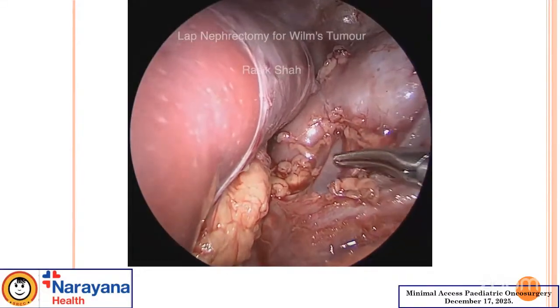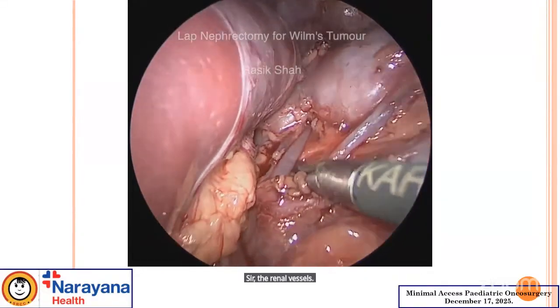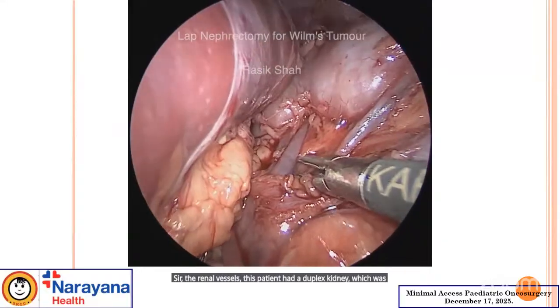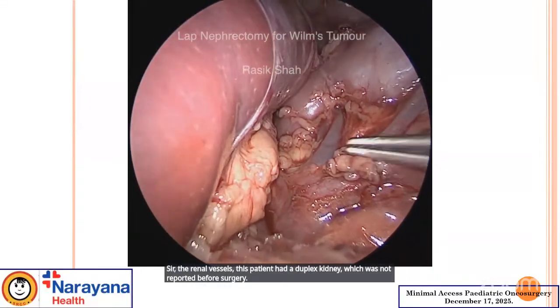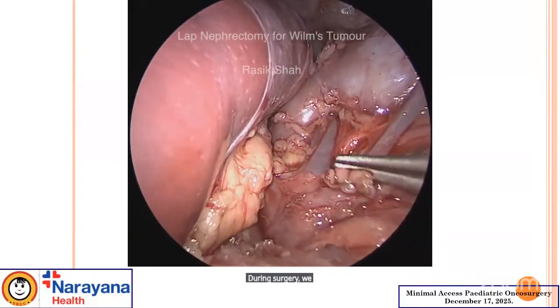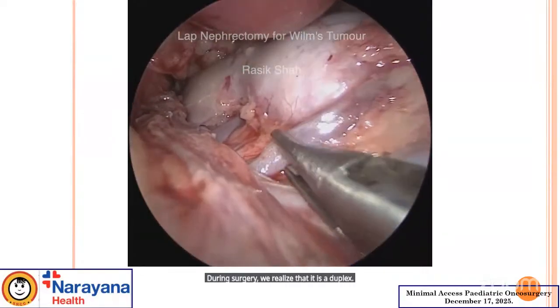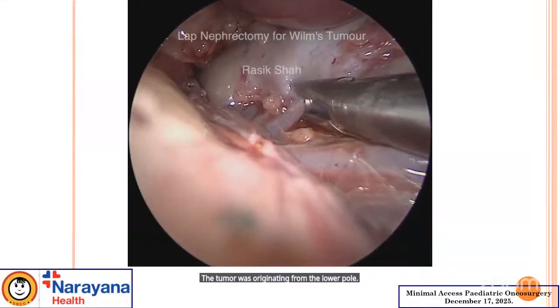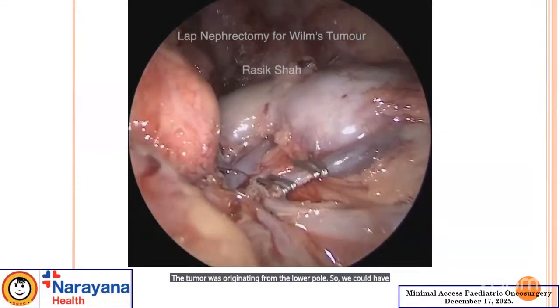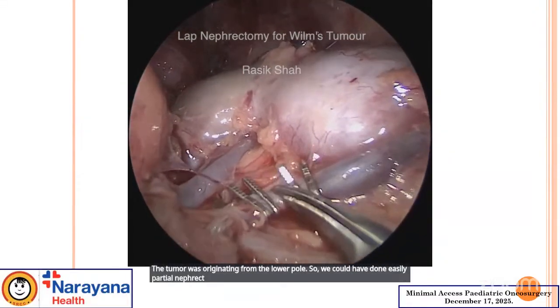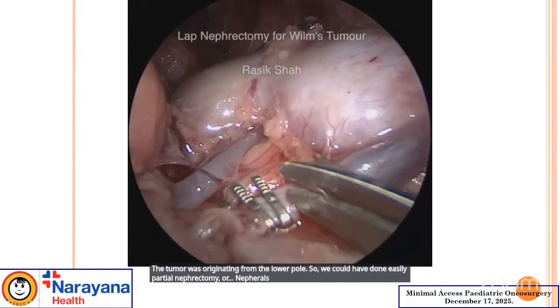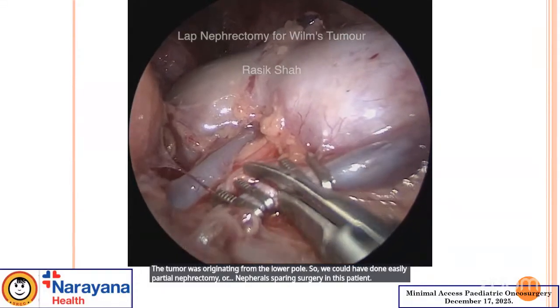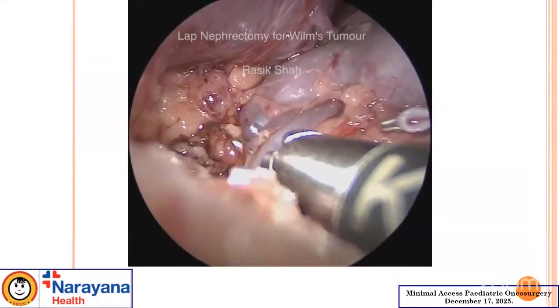These are the renal vessels. This patient had a duplex kidney, which was not reported before surgery. During surgery, we realized that it is a duplex and the tumor was originating from the lower pole. So we could have easily done a partial nephrectomy or nephron sparing surgery in this patient if it was diagnosed preoperatively.